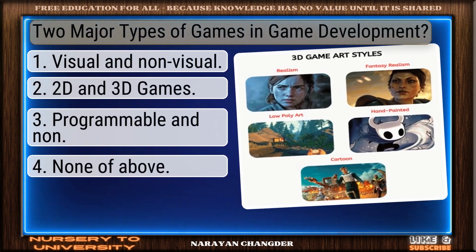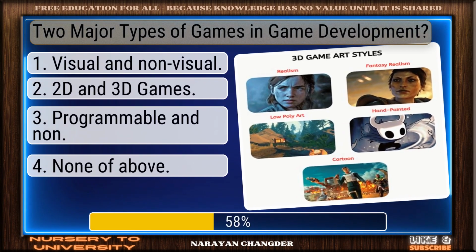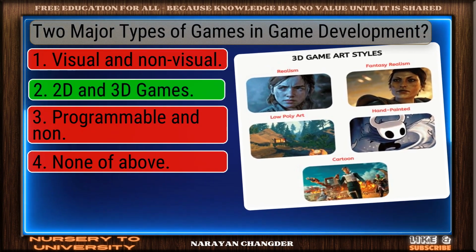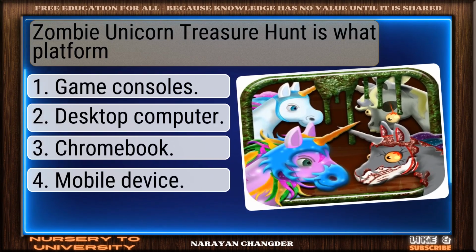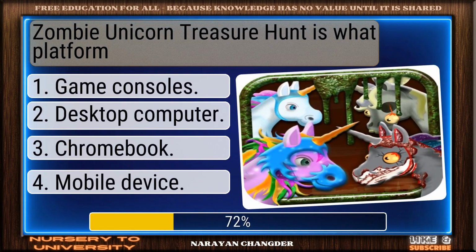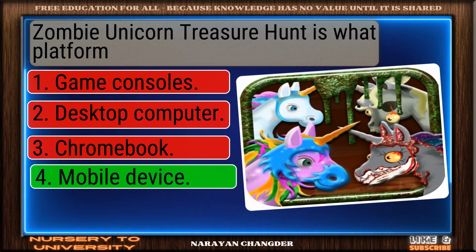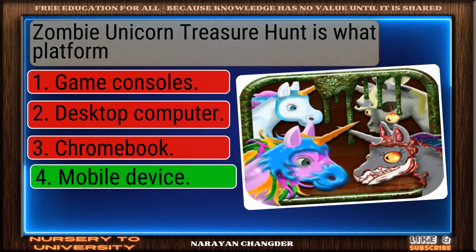Question number 33. Two major types of games in game development. Well picked. 2D and 3D games is the correct answer. Question number 34. Zombie Unicorn Treasure Hunt is what platform? Good job. Your answer, mobile device, works well here.